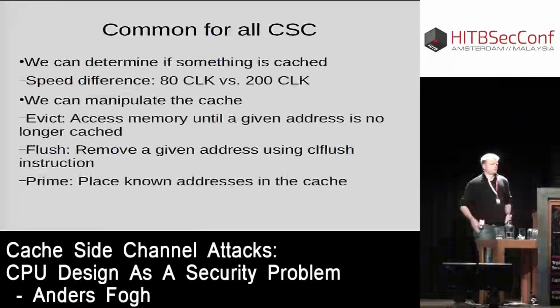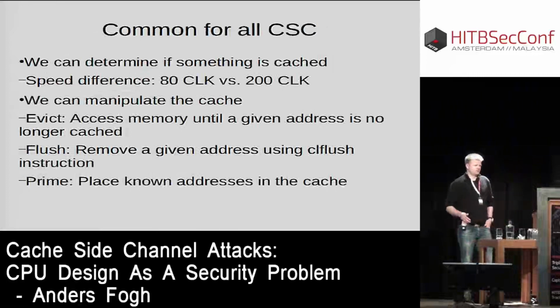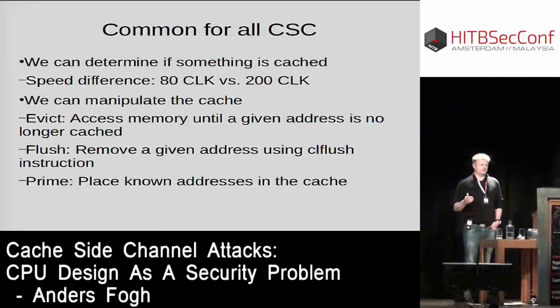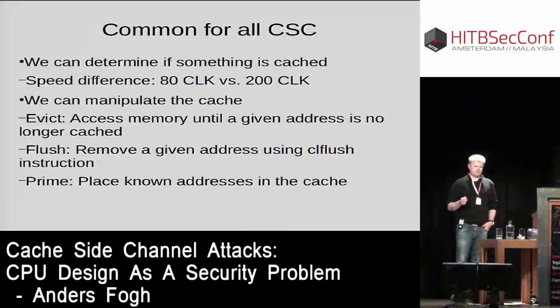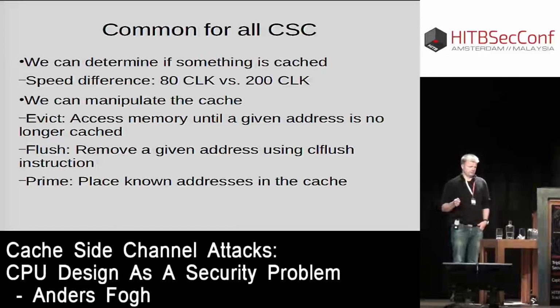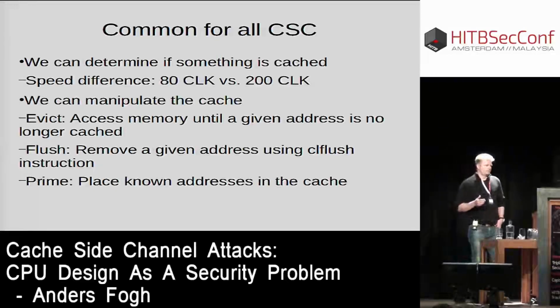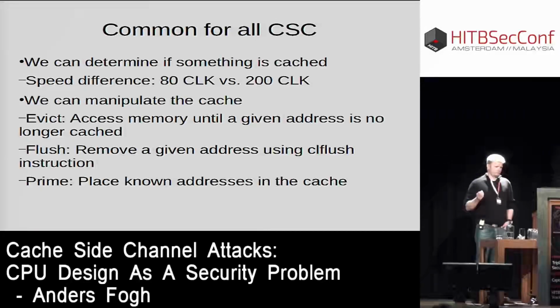So common for all cache side channel attacks is that we can determine if something is in the cache. How this works is if we access it, the cached version will be much faster, typically around 80 clock cycles. The uncached, going to main memory, will cost around 200 clock cycles. So we actually have a pretty big difference between how long it takes to access memory.